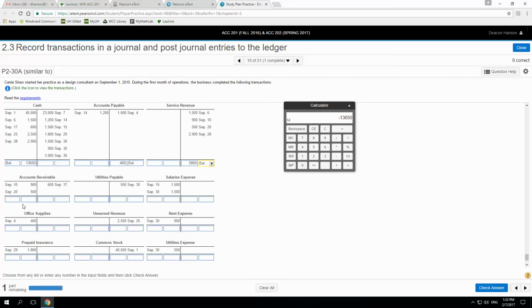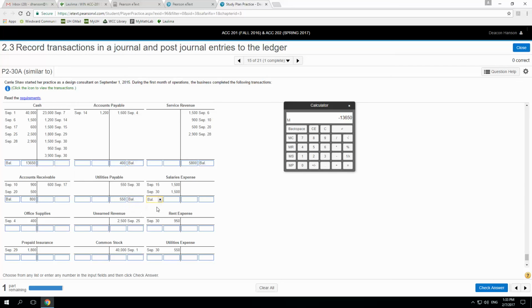Okay. Accounts receivable, right? We got a 900 debit and a 500 debit and a 600 credit. So again, it looks like it's going to be more debit than credit. And that's really going to be 1,400 debit minus 600 credit. So what do we have? $800, right? Some of them only have one entry, so you just have to bring it down. So utilities payable is 550 credit, one entry.